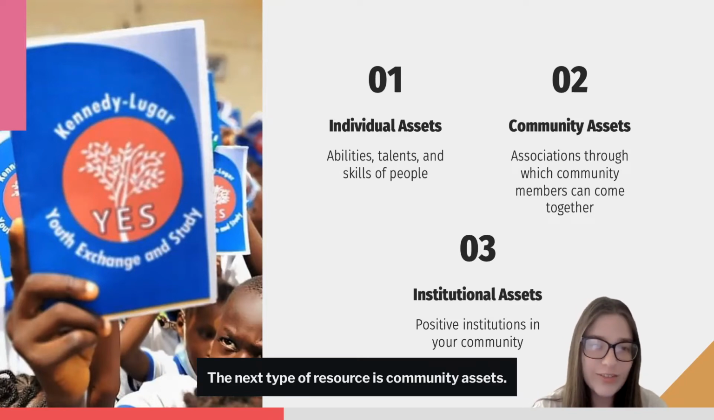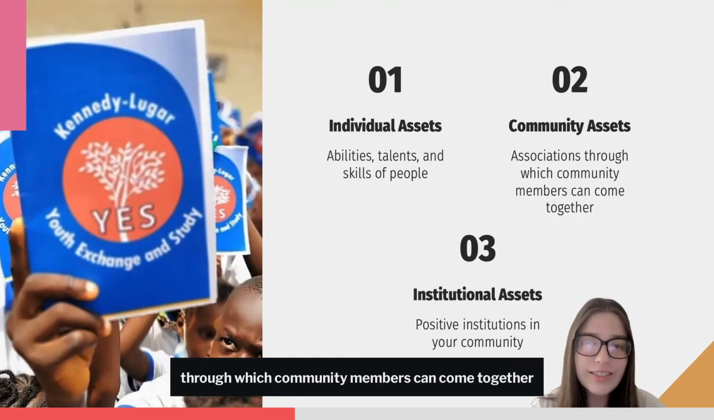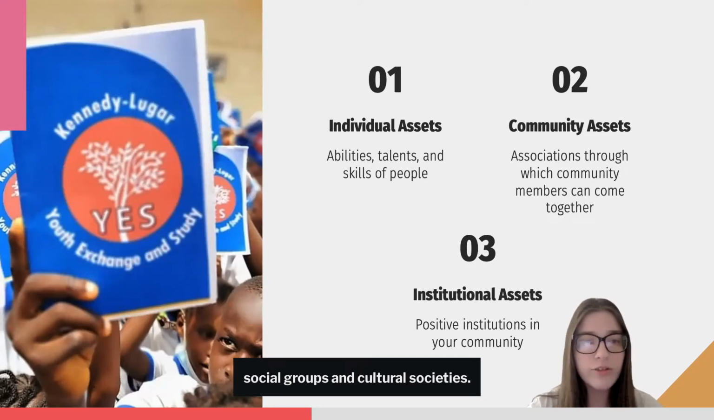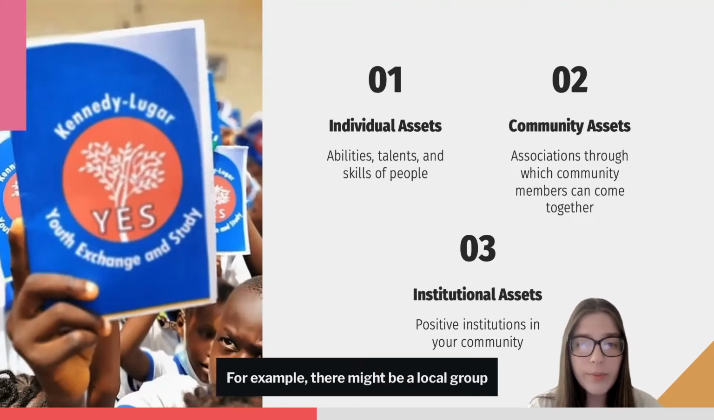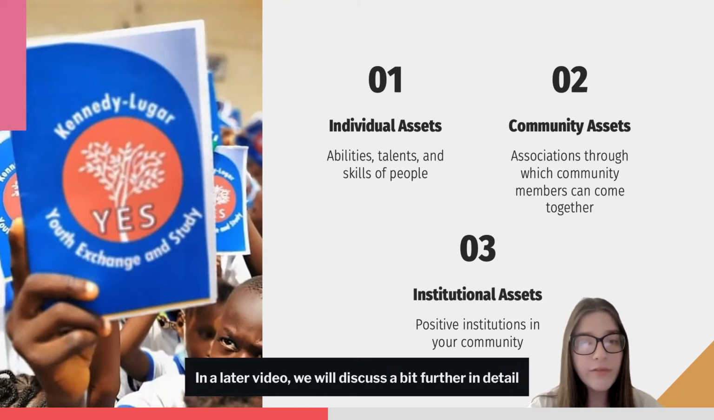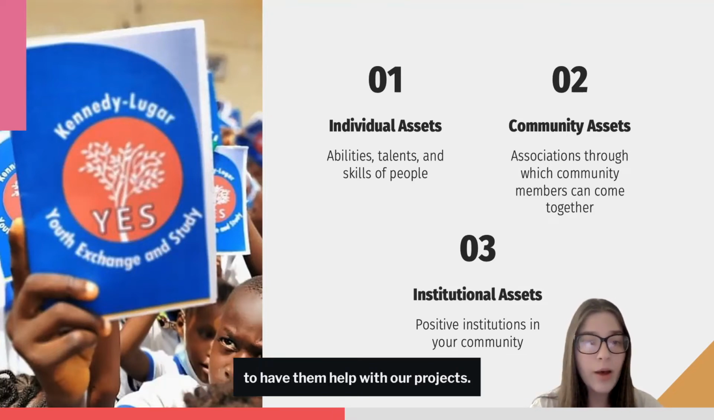The next type of resource is community assets. Community assets are associations through which community members can come together, such as teams, volunteer groups, social groups, and cultural societies. For example, there might be a local group that advocates for women's rights in your community. In a later video, we'll discuss a bit further in detail how we can reach out to different community partners and groups to have them help with our projects.